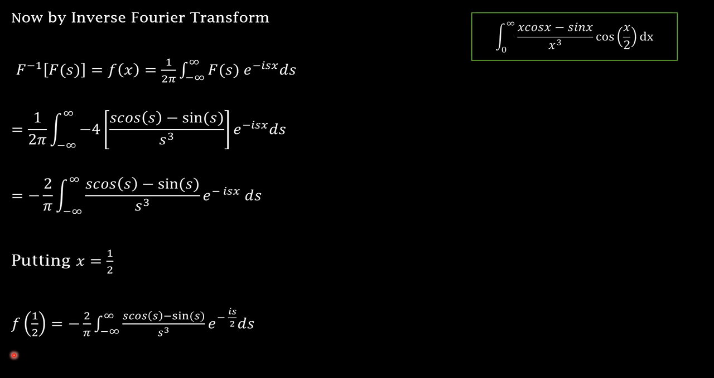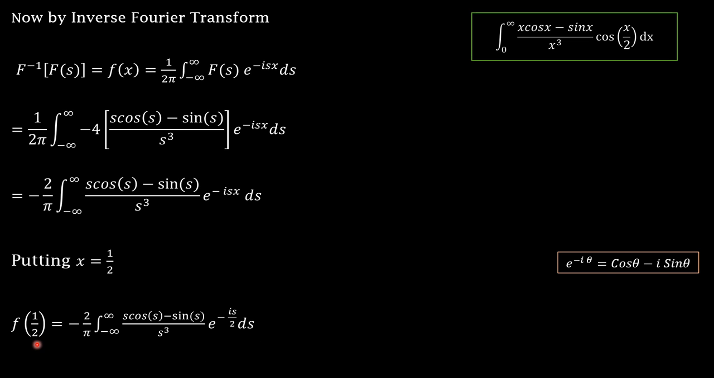The left hand side of the equation will be f of 1 by 2, which is equal to minus 2 by pi integration of (s cos s minus sin s) by s cube into e to the power minus is by 2, where s is varying from minus infinity to infinity. But what do you know about e to the power minus i theta, students? It is cos theta minus i sin theta, isn't it? Let me use that result.